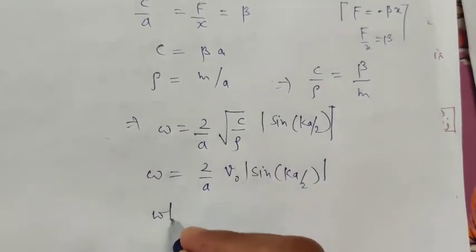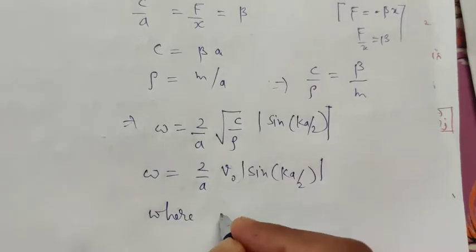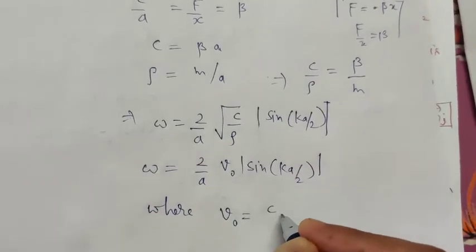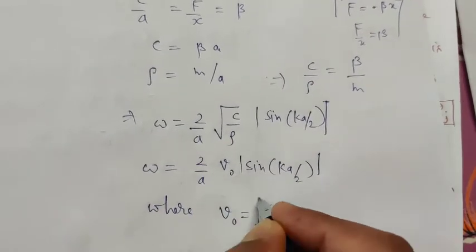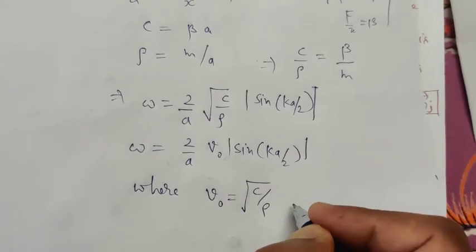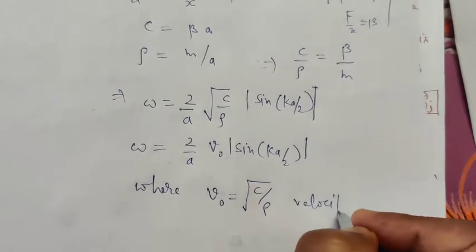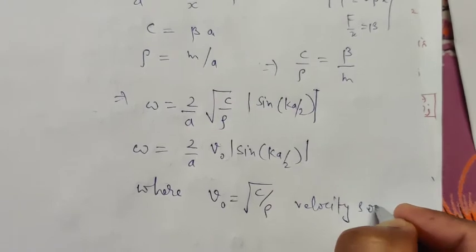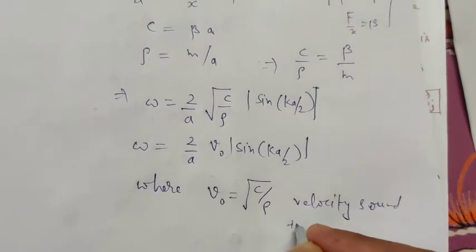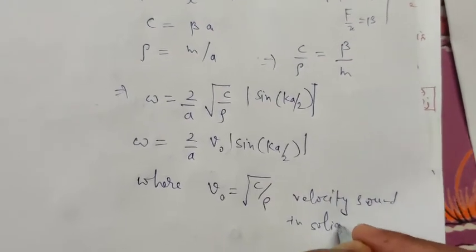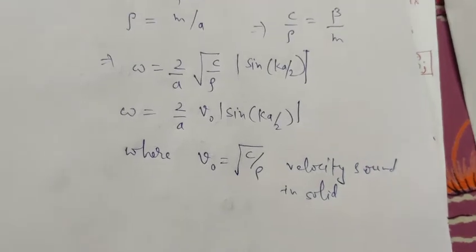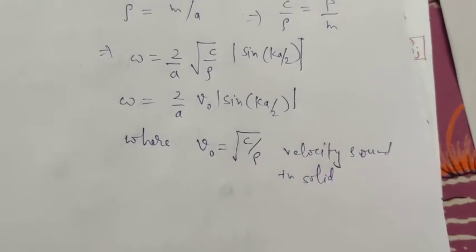where this v naught is equal to under root c upon rho, the velocity of sound in solid, and it is constant for the given lattice.